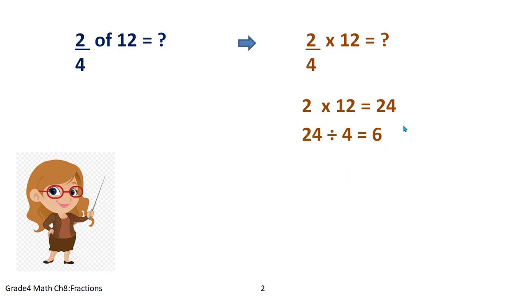Okay, so this is how you get 2/4 of 12 is 6. Again, I will explain you in the next example. It's easy, as the numerator is 2 and 12, so do that first and then deal with the denominator. Okay, let's have the next example.